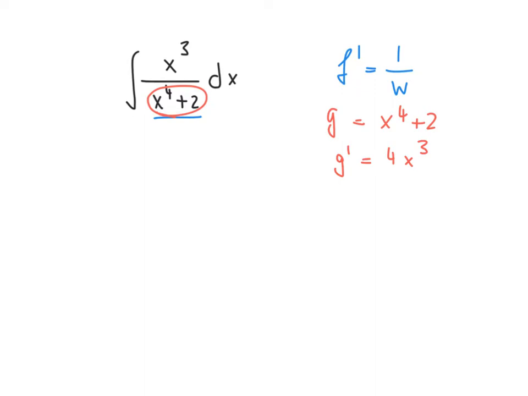Because if we rewrite this in this form, 1 over x to the fourth plus 2 times x to the third, we'll see that everything is nice. It's 1 over our inner function, and the other factor is so close to the actual derivative. It's x to the third, so the exponent is right. The only thing that's missing is that constant.